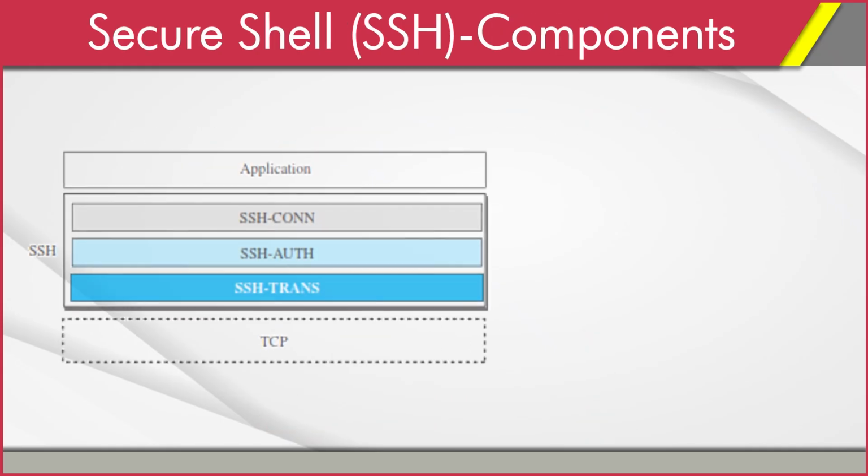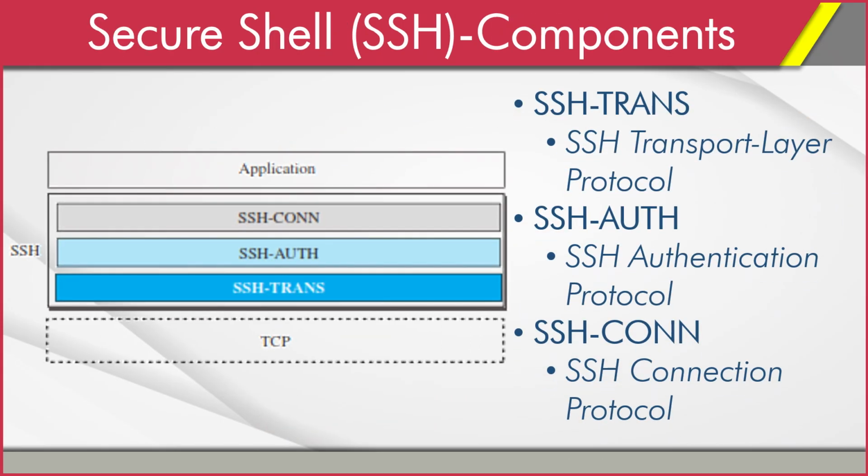SSH has three important components. The first one is SSH-TRANS, that means the transport layer protocol. The second one is the SSH authentication protocol. And the third important component is the SSH connection protocol. We will be seeing them one by one in the next slides.